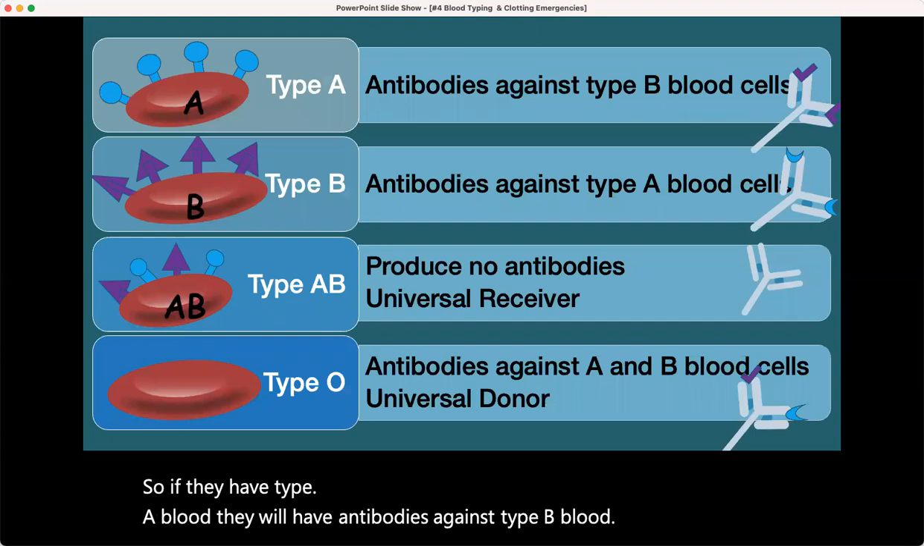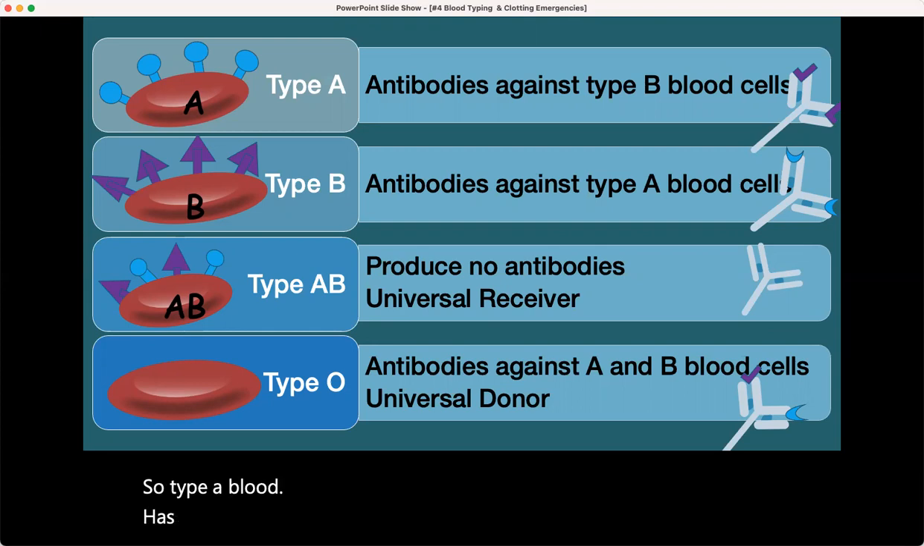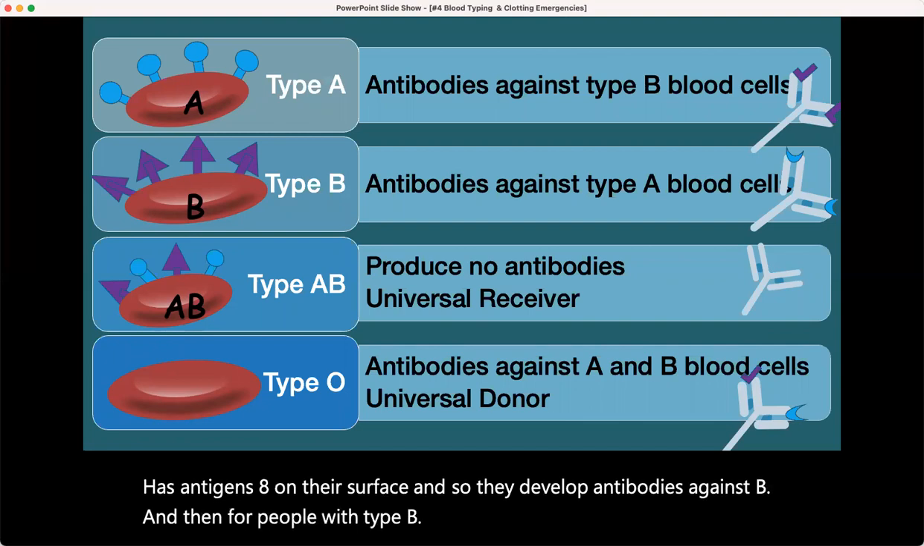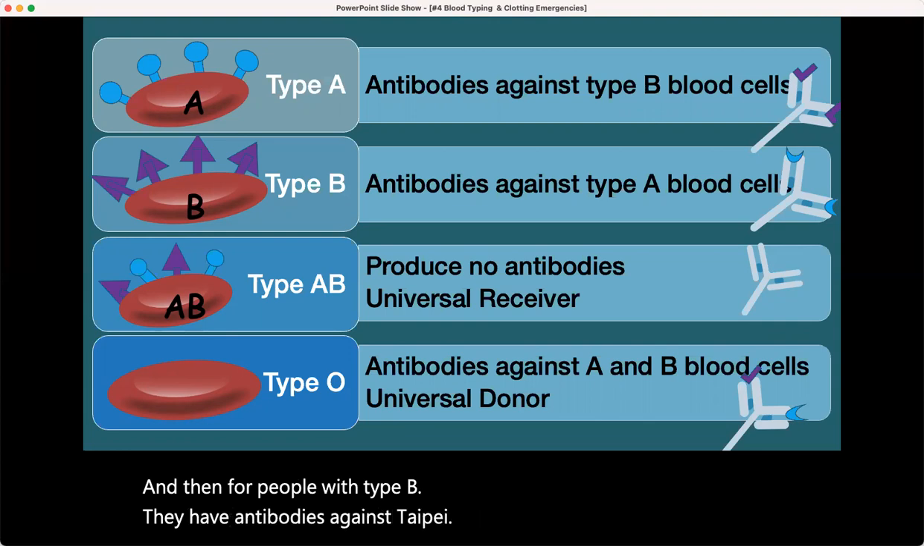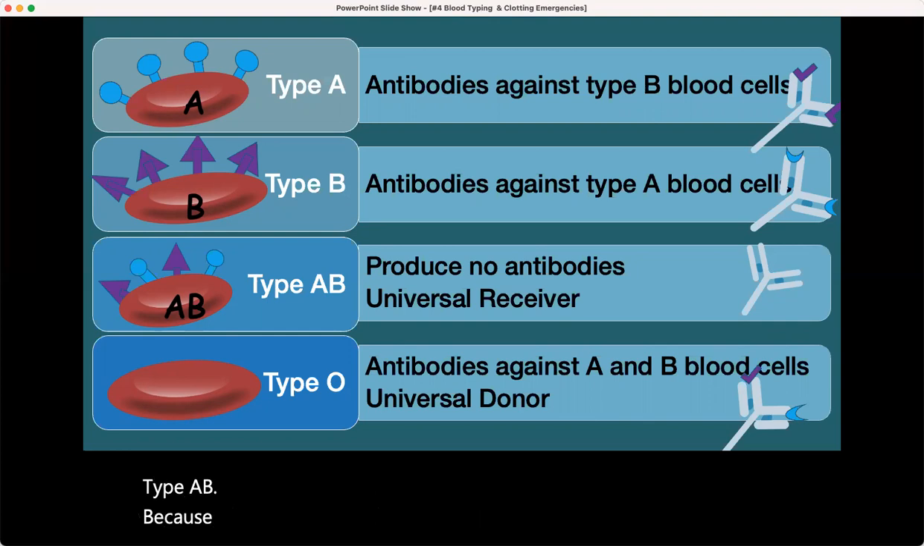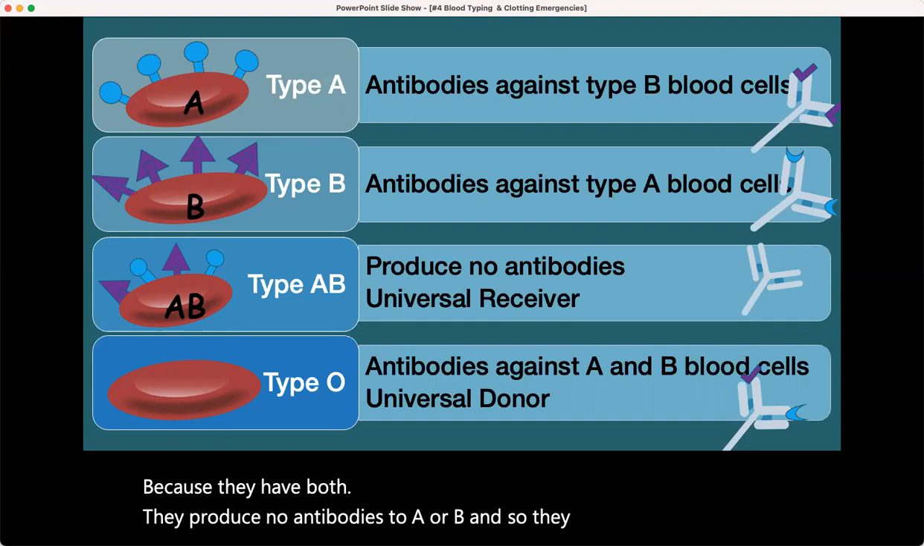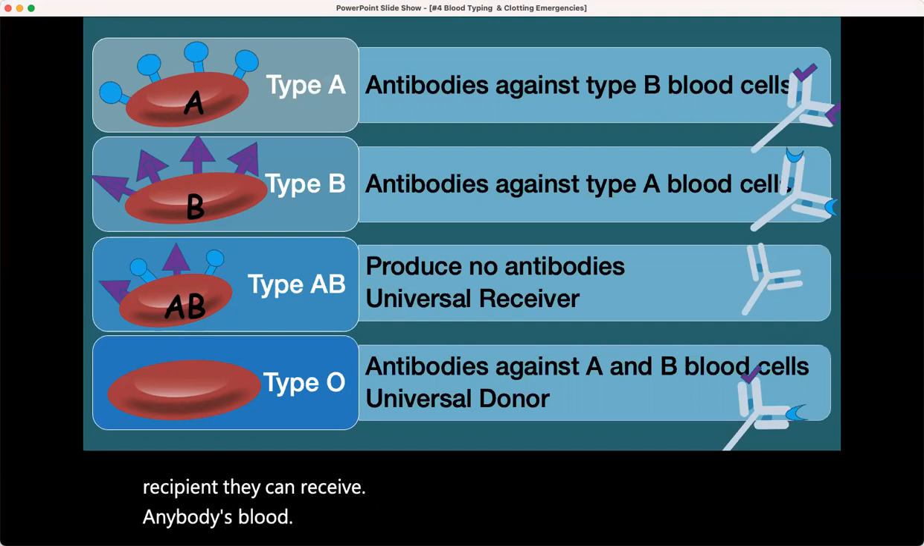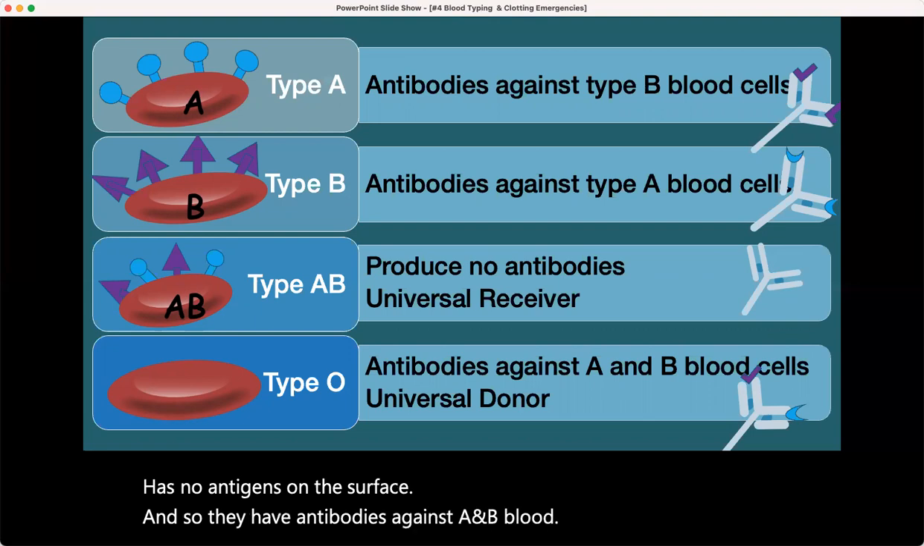So type A blood has antigen A on their surface, and so they develop antibodies against B. And then for people with type B, they have antibodies against type A. Type AB, because they have both, produce no antibodies to A or B, and so they become a universal recipient. They can receive anybody's blood. Type O blood has no antigens on the surface, and so they have antibodies against A and B blood. So they're the universal donor.